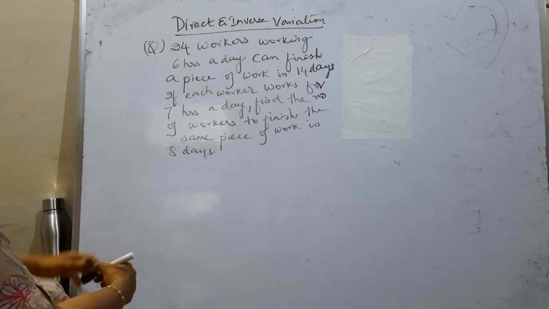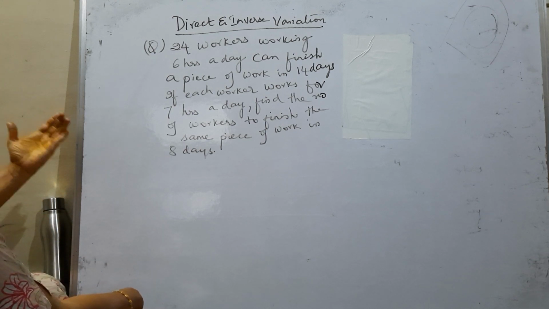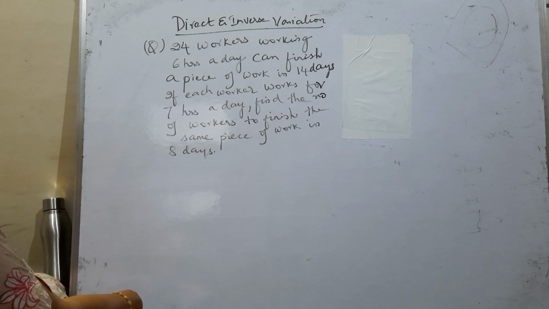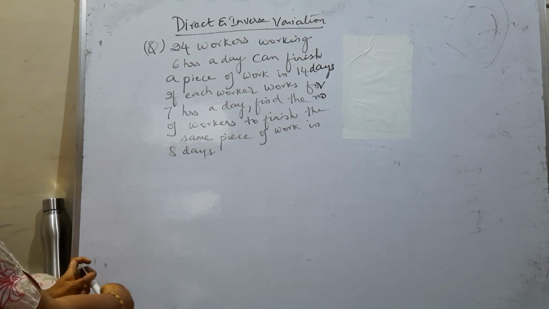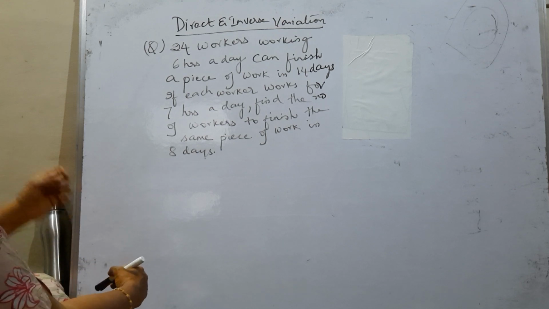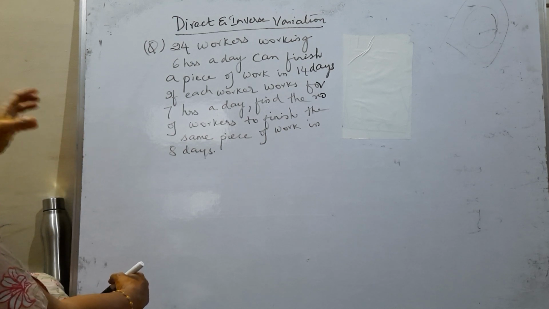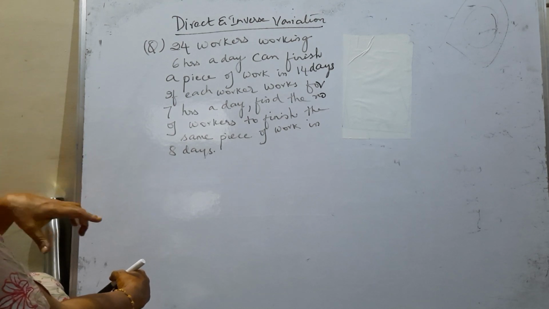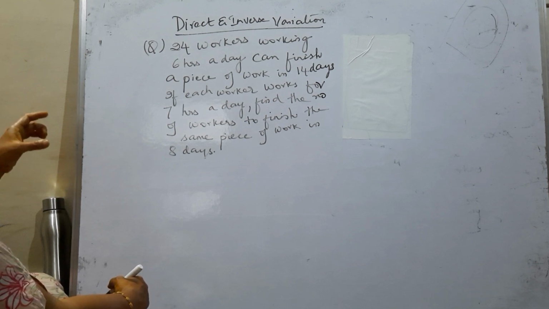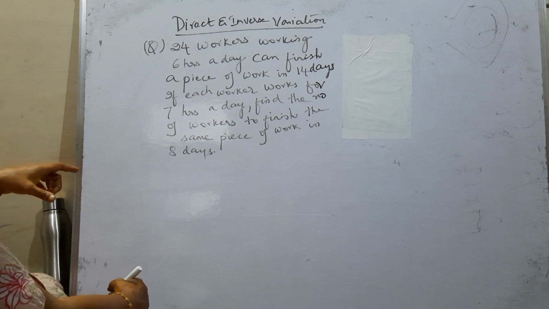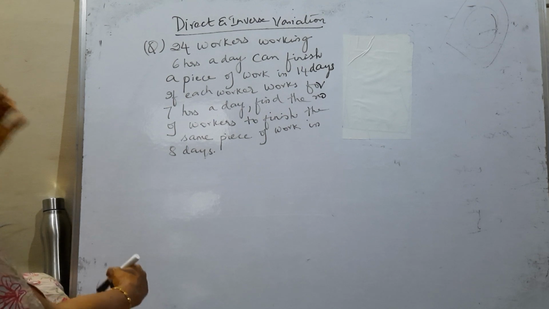Generally in compound proportions we see a comparison between three or more quantities. Now let's look at this question to have a better clarity over what I said. 24 workers working 6 hours a day can finish a piece of work in 14 days. So there are 24 workers working for 6 hours a day, and they can finish the work in 14 days. Now we would like to find, if each worker is working for 7 hours a day, and they are going to complete the work in 8 days, how many workers are required?